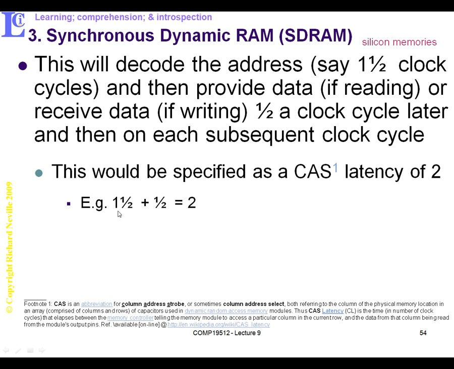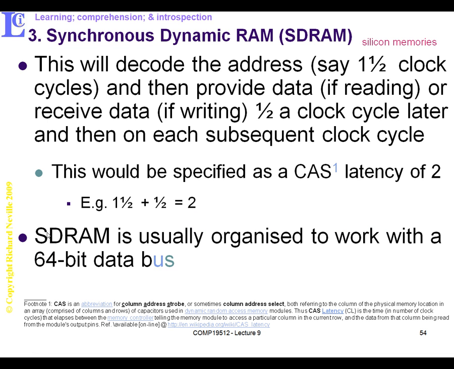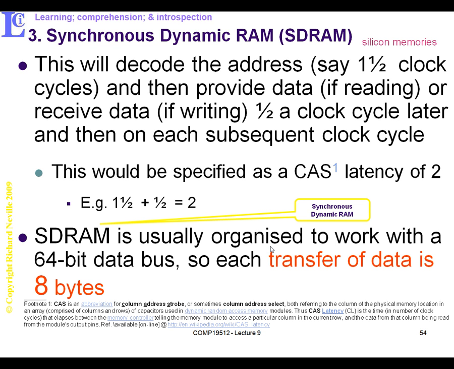So where does this 2 come from? 1.5 clock cycles for setting up the first address, and then half a clock cycle later for each subsequent byte. So it's a column address latency of 2. With SDRAMs, which are synchronous DRAMs, they're usually organized to transfer 64 bits of data. So each transfer of data is 8 bytes. Okay, there are 8-bit words in 64-bit data.